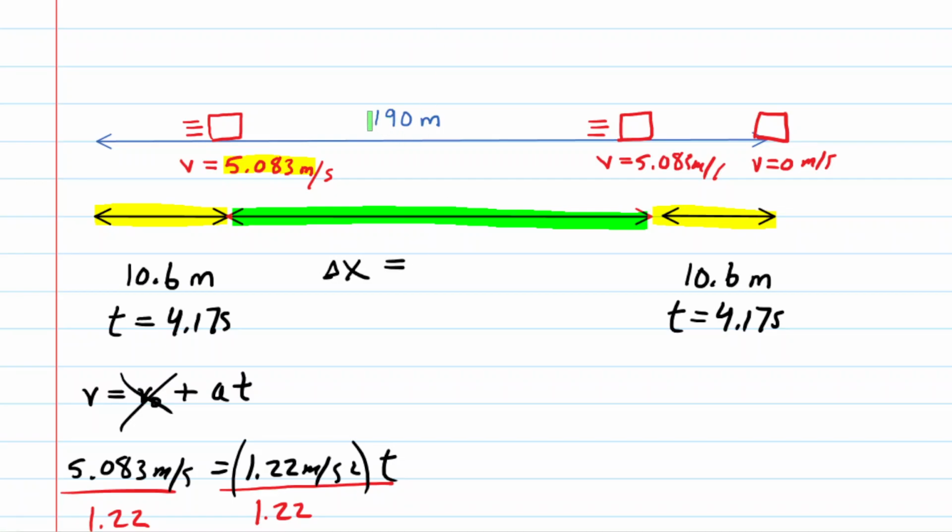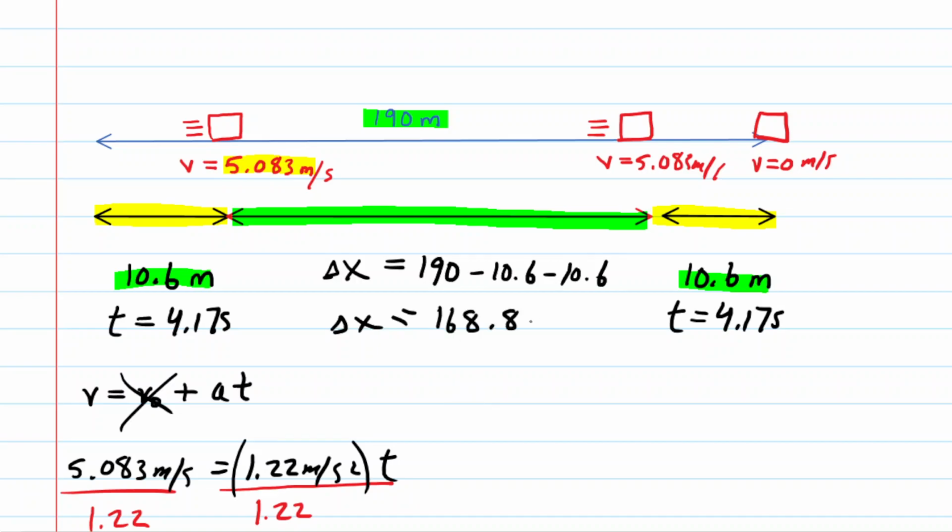Because we know the total length of travel was 190 meters, and we also know that the first and last segments had 10.6 meters of length. So to get the length of the mid-segment, we would take 190, subtract off the first 10.6, as well as the last 10.6. And we end up with about 168.8 meters. Now, why did we do that? Well, we know that during that mid-segment, there's no acceleration going on. The elevator is just moving along at a constant velocity.